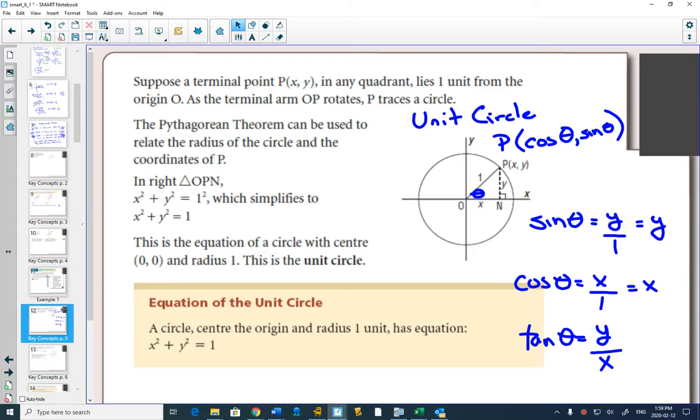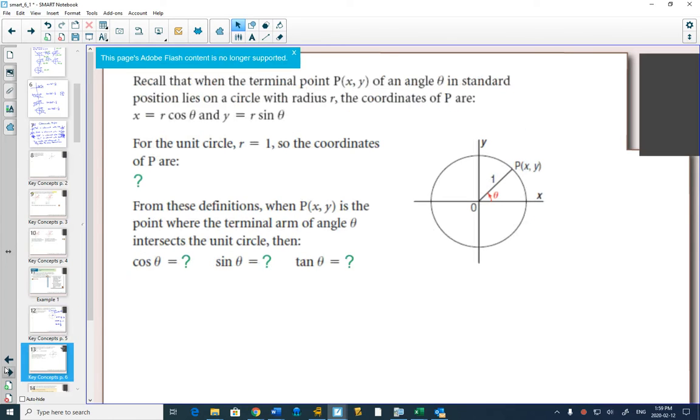If we turn our page, this is like the whole unit in a tiny bit, so I'm a little bit excited about this. So we've got definition of cos is just x, definition of sine is just y, and definition of tan is y over x. Did I write that wrong? No, I didn't. Good.